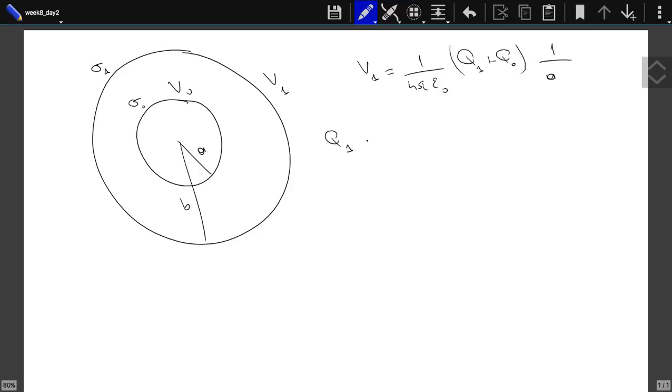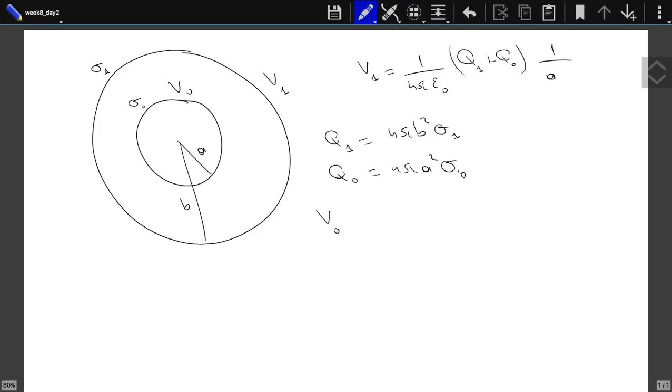And Q1 is nothing but 4 pi B squared sigma 1, and Q0 is 4 pi A squared sigma 0. So basically, it's enough for us to find Q0 and Q1. We have one relation between Q0 and Q1 from the condition that the outer shell is at the potential V1. Now we need to find the second condition.